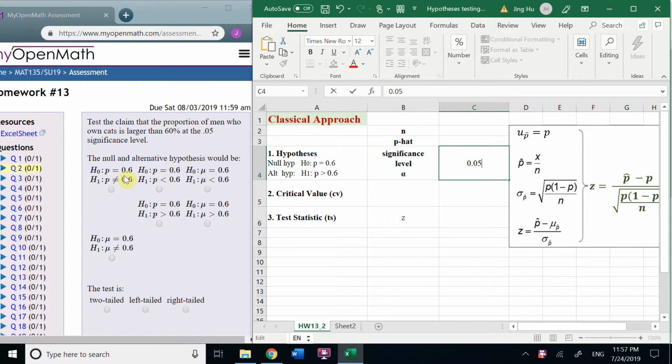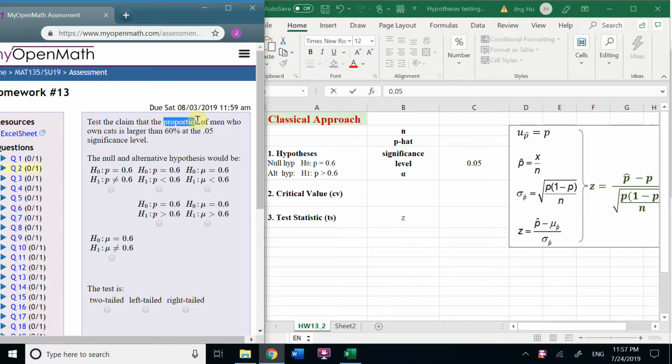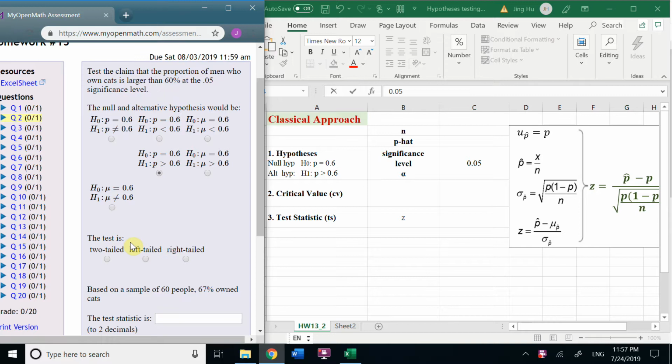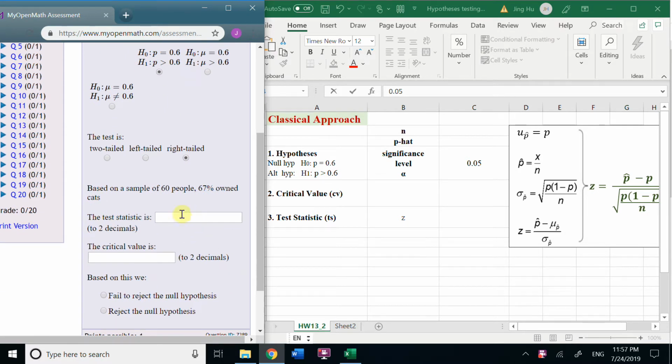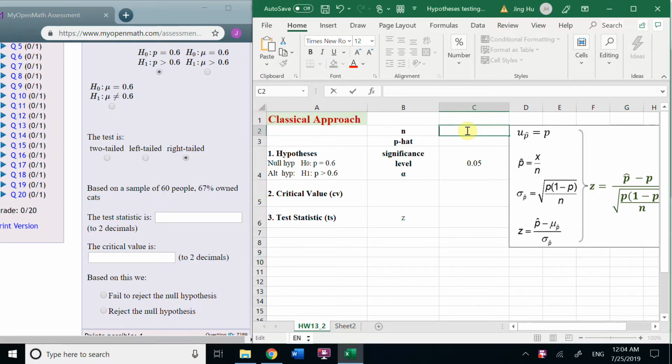Let's see the first question. The null and alternative hypothesis would be, so here the keyword is proportion. So we need to choose the parameter P. And also the alternative is greater than, so we choose this one. And we know greater than is right-tailed. Now, for the sample size, n is 60, and 67% is P hat, 0.67.